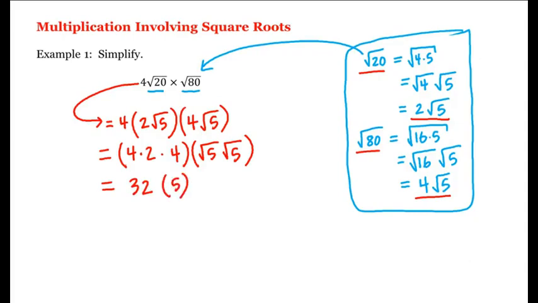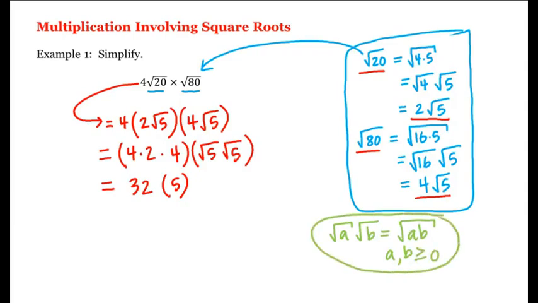Because remember, we have the following property that the square root of a times the square root of b is equal to the square root of a times b for a and b non-negative. So the square root of 5 times the square root of 5 would be square root of 25, or 5. And this is equal to 32 times 5 is 160, which would be our answer.